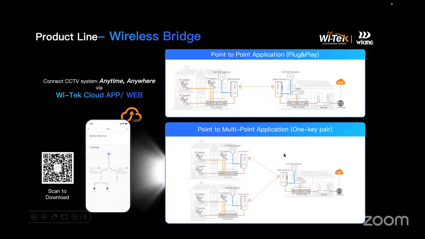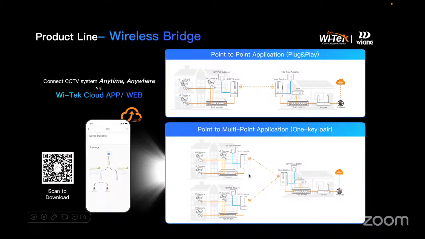So for point to multipoint, it's like this. On one site, you have one NVR with your CPE. But in different places, you have different cameras. So on one side, you have a camera connecting to a PoE switch, connecting to one CPE. And on another side, you use another PoE switch to connect a camera with another CPE. But these two CPEs can both connect to the NVR side CPE. And we sell one pair, two devices pre-configured. So for point to point, you don't need to set anything.